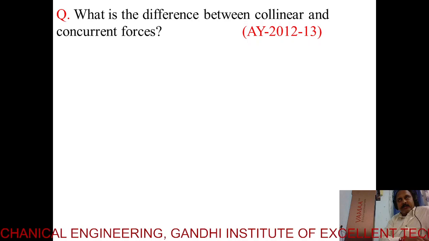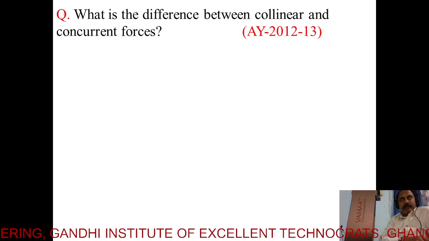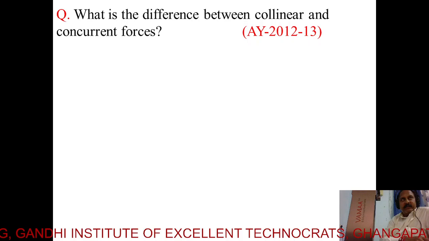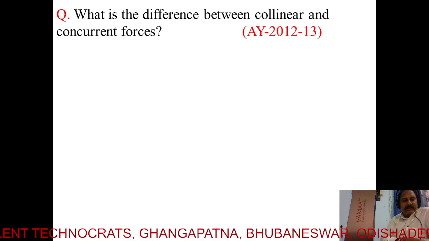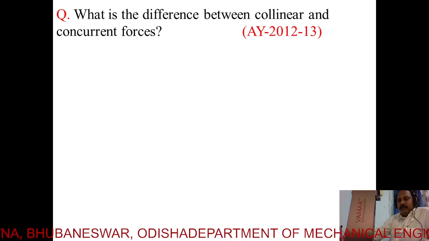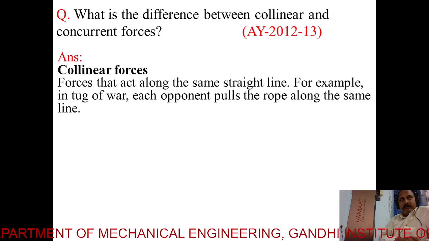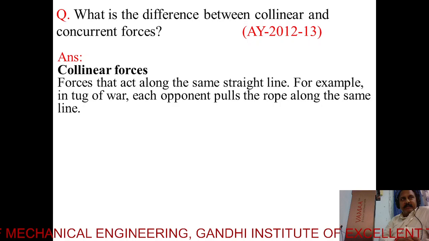So this is the first short question, which was a 2 marks question in the 2012-13 academic year, in the first semester examination. The question was: what is the difference between collinear and concurrent forces? If you get this particular question, you have to write it in this particular way.